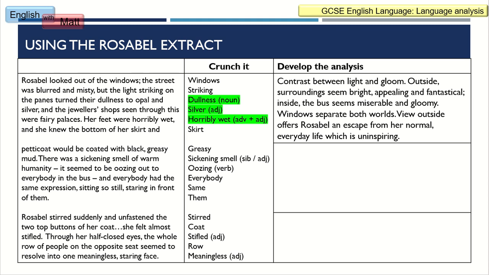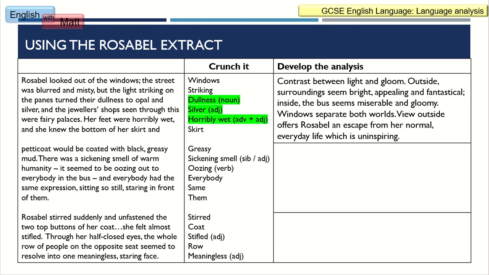So my students noticed when we did this that dullness, silver, and horribly wet are all relatively unpleasant. So they realised that the writer was doing something here in terms of reinforcing this sense of gloom, this contrast between light and dark. So whereas the outside seems bright, appealing, and fantastical, the inside is the complete opposite. It's miserable and gloomy. And it's those words that do that.